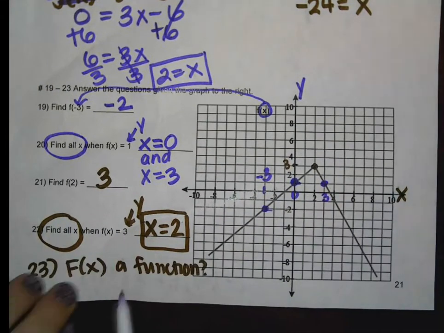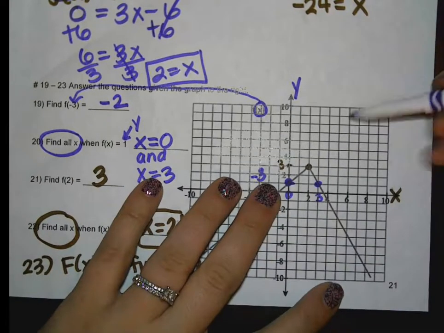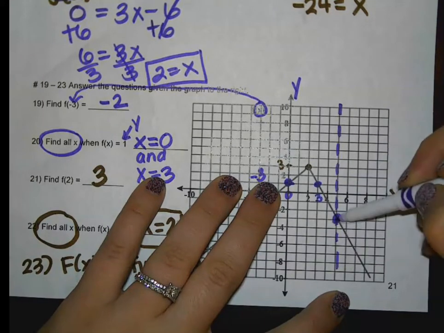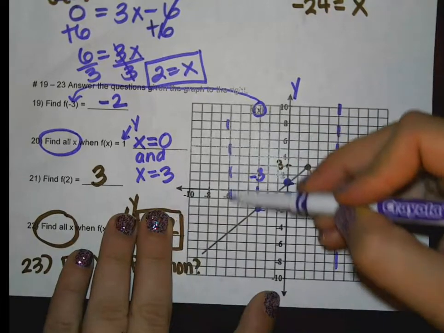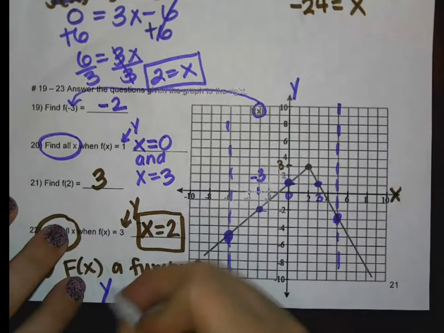Okay, and then lastly, it asks whether f of x is a function. So remember, to be a function, every x can only have one y. So if I draw a vertical line anywhere, it can only touch the graph once. So no matter where I draw a vertical line, it only touches once. So yes, it is a function.